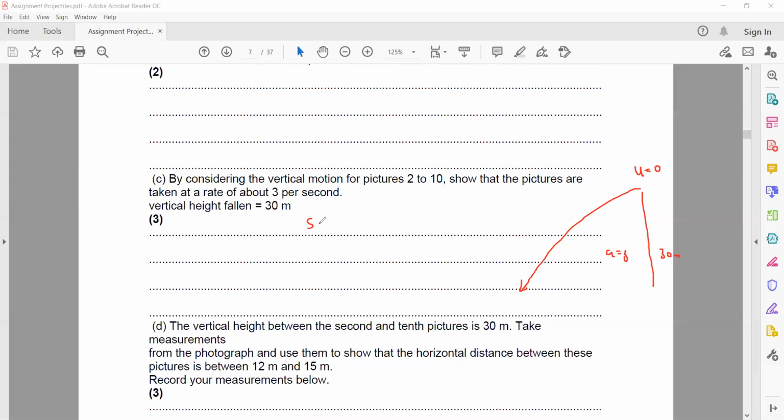We have the equation of motion. I told you the equations of motion can be used for vertical motion, as there is constant acceleration: s equals ut plus half at square. So s is 30, u is 0, so 0 multiplied by t, the whole term will be 0. Then 1 by 2, acceleration due to gravity 9.8, t square. So 30 equals 9.8 divided by 2, 4.9 t square, or t equals the square root of 30 divided by 4.9. So you will get t. What's the answer? 30 divided by 4.9 in a square root.